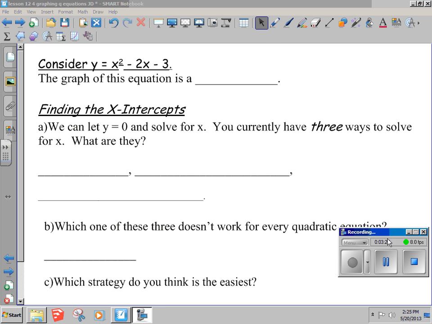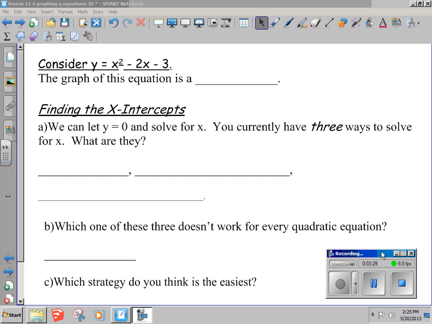Okay, so we have here an equation, y equals x squared minus 2x minus 3. The graph of this equation is, right away you should look at it and you say, oh, this is going to be not a line, but a what, Mark? Parabola.